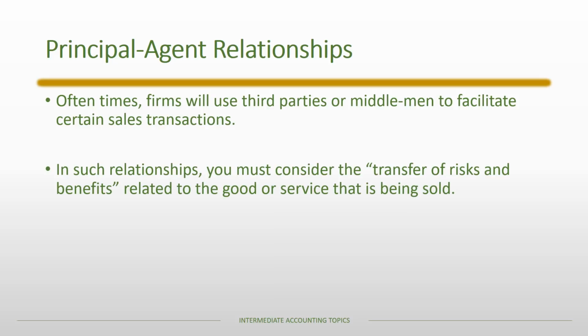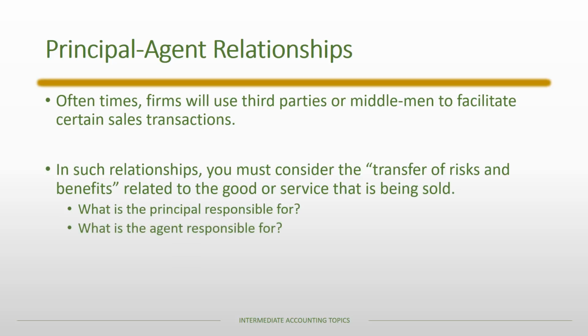And in the accounting, we have to be careful about what we recognize for revenue and how much we recognize as revenue. So what is the principal responsible for? What is the agent responsible for? These are questions that you have to ask when there's a principal-agent relationship. And then when does each entity, the principal and the agent, fulfill their portion of the responsibility? And that gives us an indication of the amount that we should recognize and when we should recognize it.